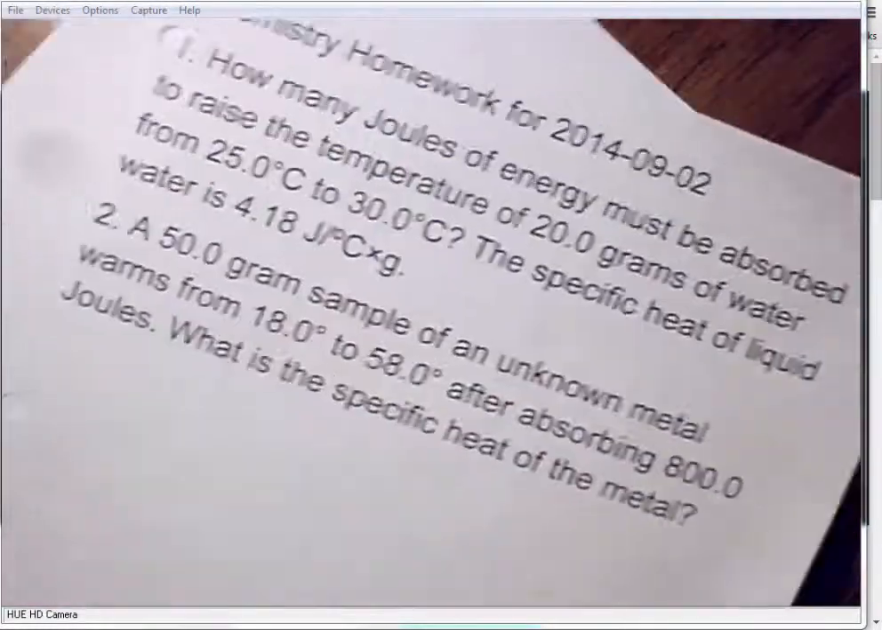Well, let's see. We can either do a practice problem or we can go over homework problems. What are you going to do first? Homework? Get out your homework, please. We have two homework problems.